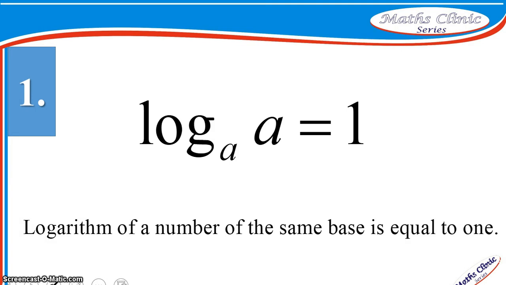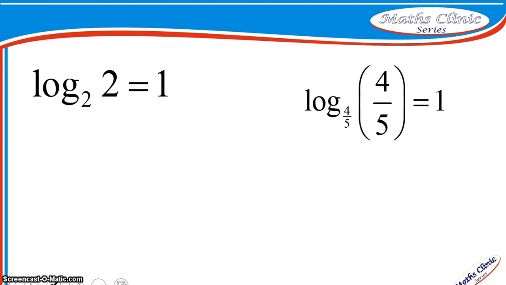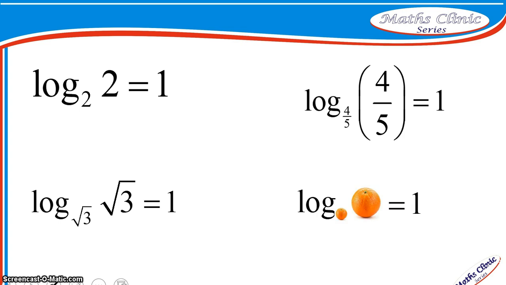Property number 1 simply says log base a of a is equal to 1. That means the log of a number to the same base will always give you 1. So we can write that the logarithm of a number to the same base is equal to 1. Example, if I have log base 2 of 2, I can easily write 1. Log base 4 of 4 and 5 of 5 will give me 1. Log base root 3 of root 3 will give me 1. Even if I say log base orange of orange, it will still give me 1. Well, that's just for fun, right? That's just for fun.